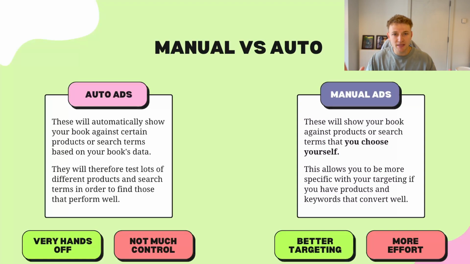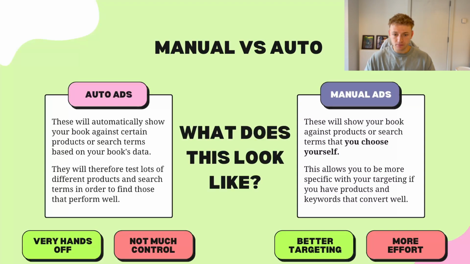So hopefully that explains a little bit more the differences between auto ads and manual ads, and why, in my opinion, there is definitely a place for both auto and manual ads. It completely depends on your advertising strategy, your budgets, etc. So what does this actually look like in practice?